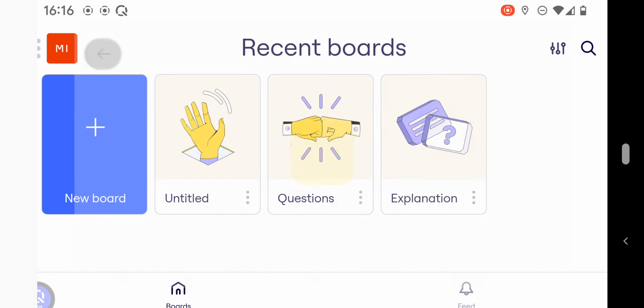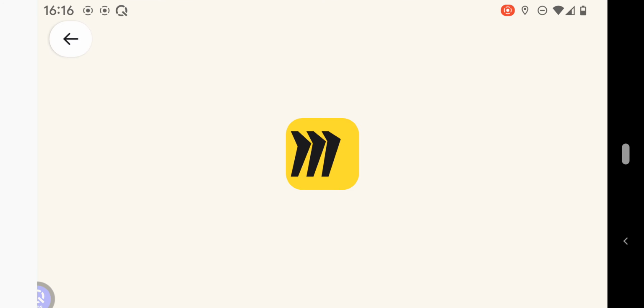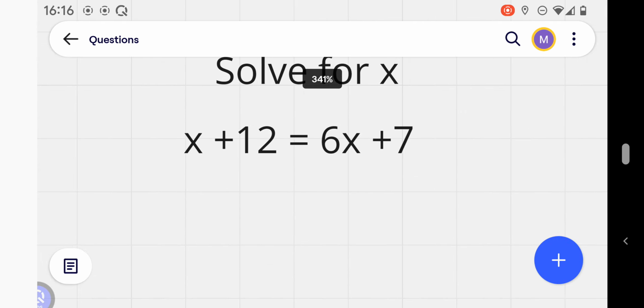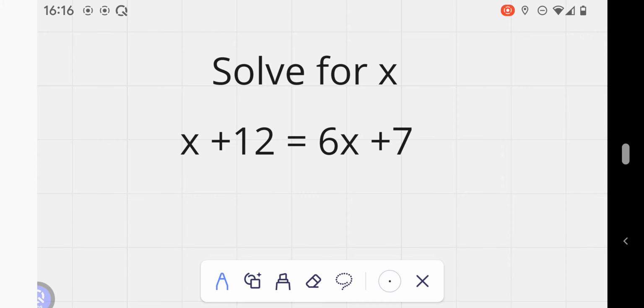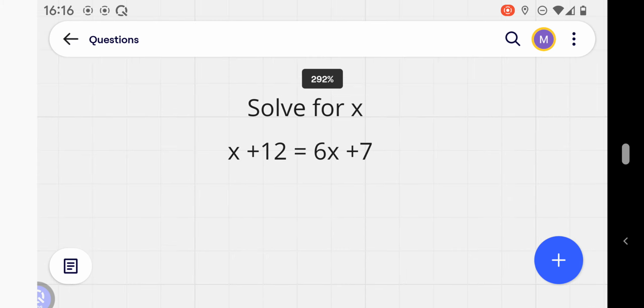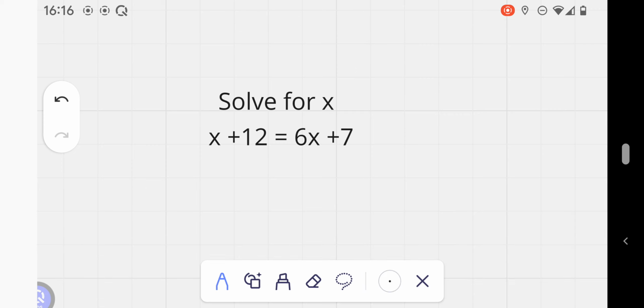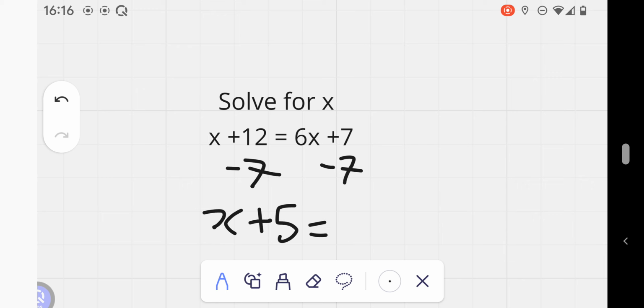Okay, let's go into the questions. In all of these questions, we need to solve for x. x is a variable. You can call it y, you can call it I, you can call it a. It doesn't matter. Alright, let's start. What do we do first? We get the variables to one side and the numbers to the other side. So, let's get rid of 7 on either side. So now we get x plus 5 equals 6x.